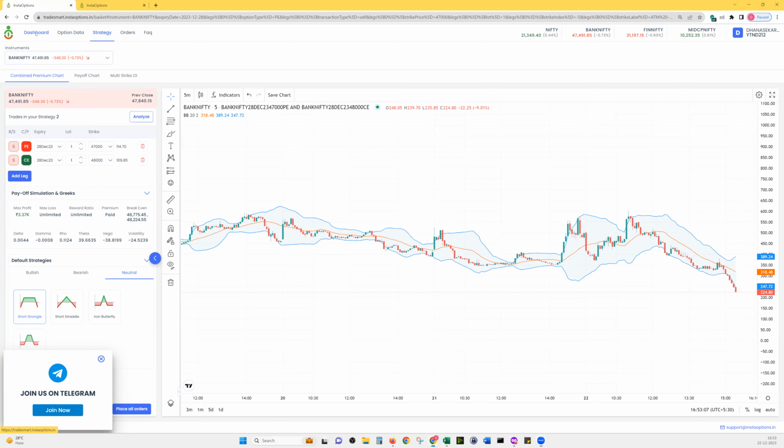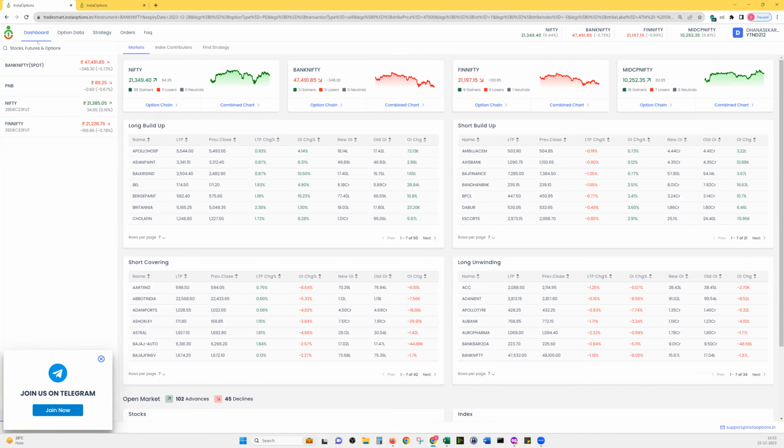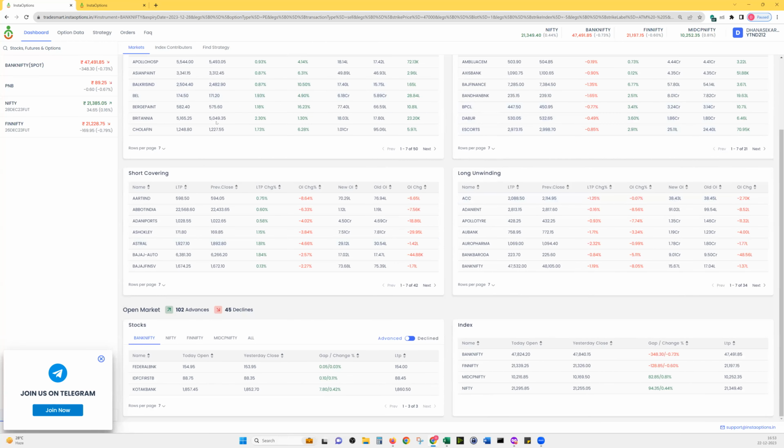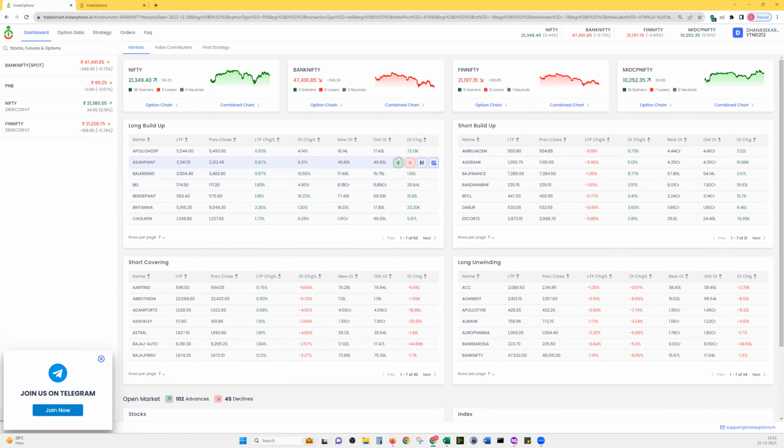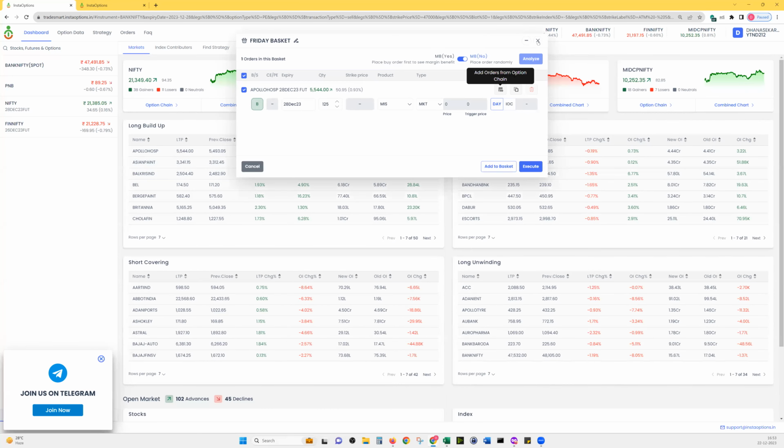See, these are the very important parts of InstaOptions. So now I'll give you an overview. Whenever you come to the dashboard, you can look into Nifty, Bank Nifty, Fin Nifty, Midcap, and long buildup, short buildup, long unwinding, short covering over here. These are stocks you can trade from here. You can buy and then sell from here itself.